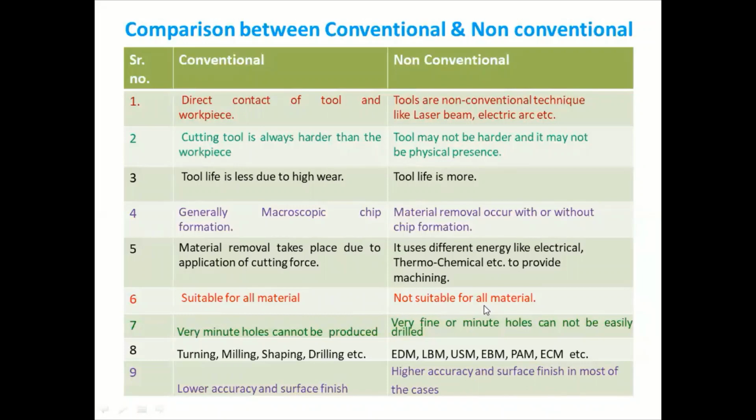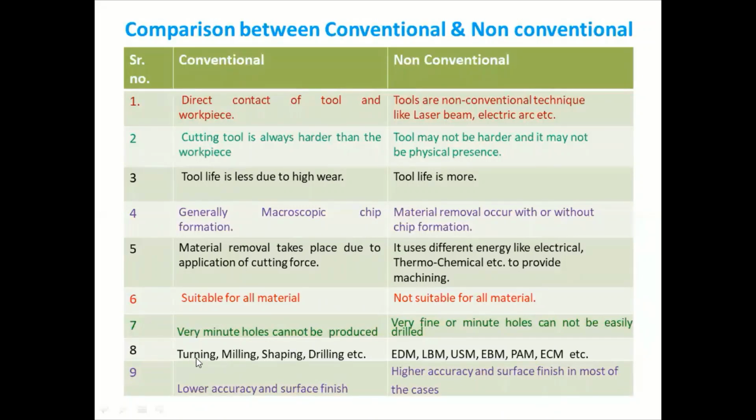Especially for soft materials like tin, lead, and graphite, it is not suitable. Very minute holes cannot be produced there. Here, even if you require a 1 mm or 2 mm diameter hole, it is possible in the non-conventional machining process.